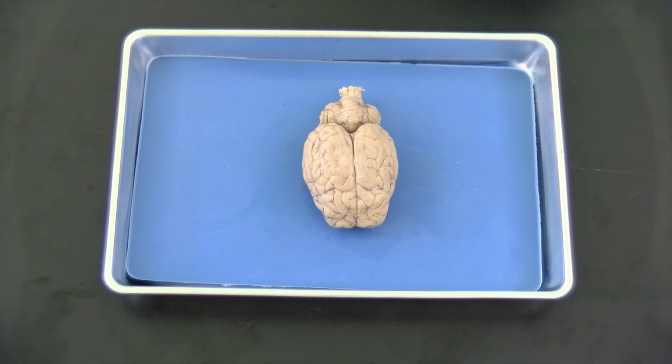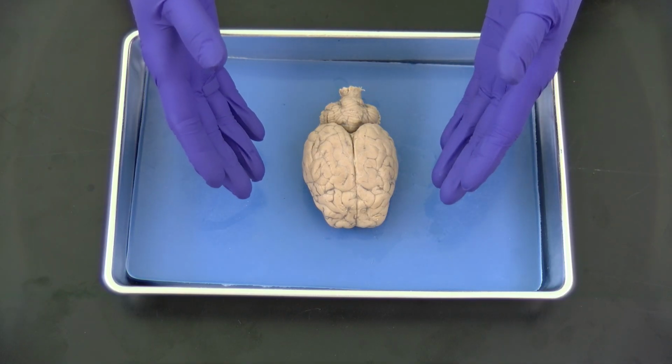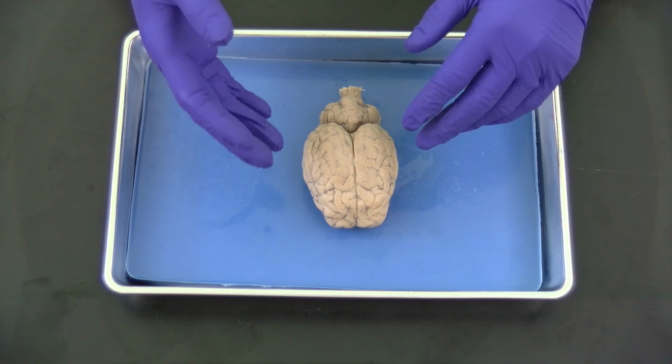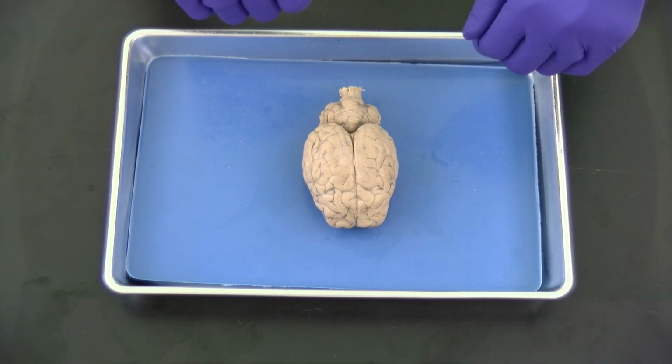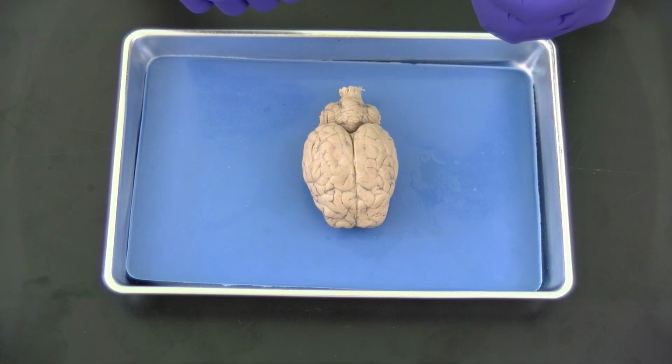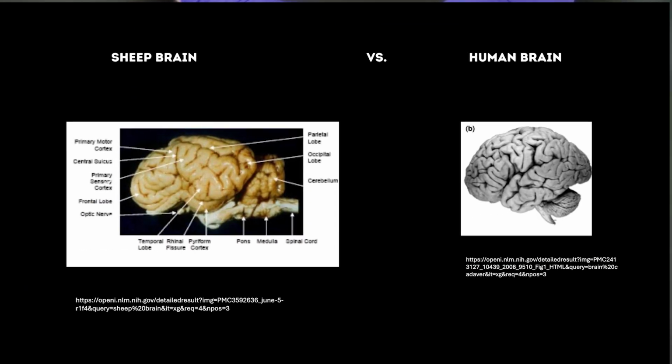Hi everyone, today we are going to be looking at the brain. So first let's point out that we have a sheep brain here, which is much smaller than a human brain, and it doesn't exactly match our anatomy, but it's pretty close, so it makes a good replica for us to practice with.